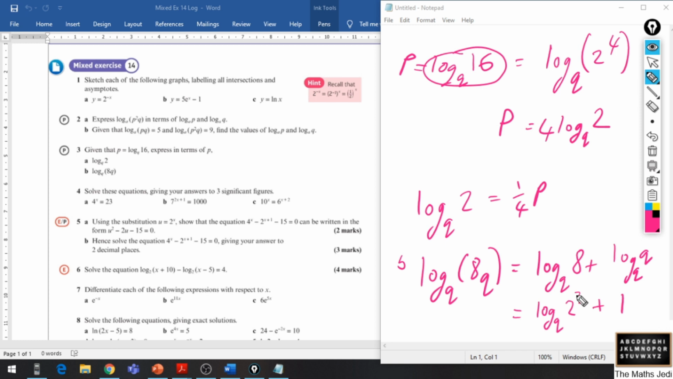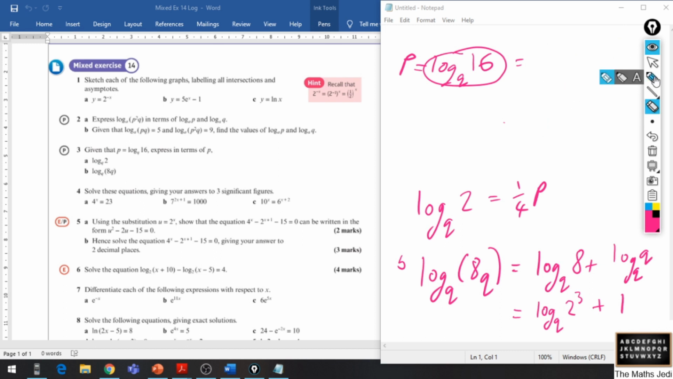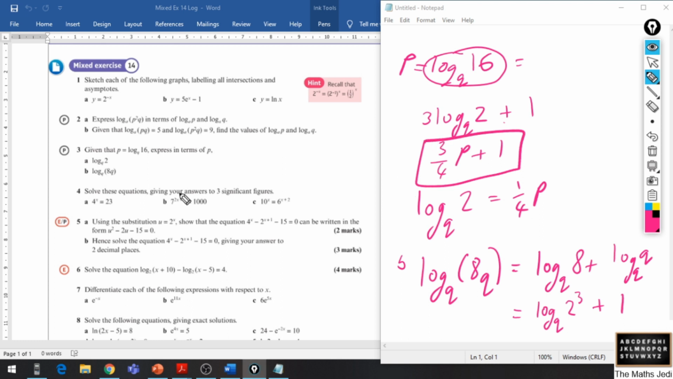We can bring this power down to the front, so I'll do that up here. So we've got 3 log q of 2 plus 1. Now we knew earlier that log base q of 2 is a quarter p. So this is 3 lots of a quarter p. So that's 3/4 p plus 1. So that would be the answer to part B.